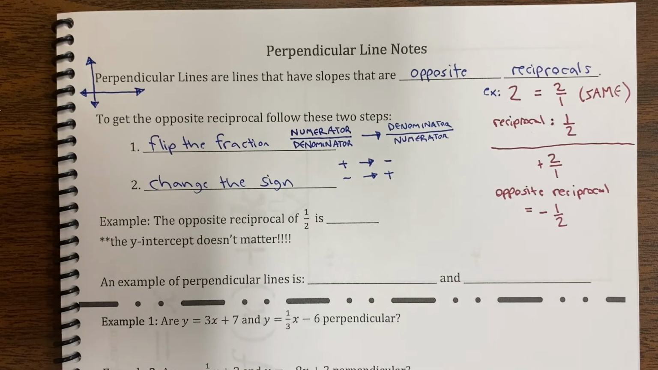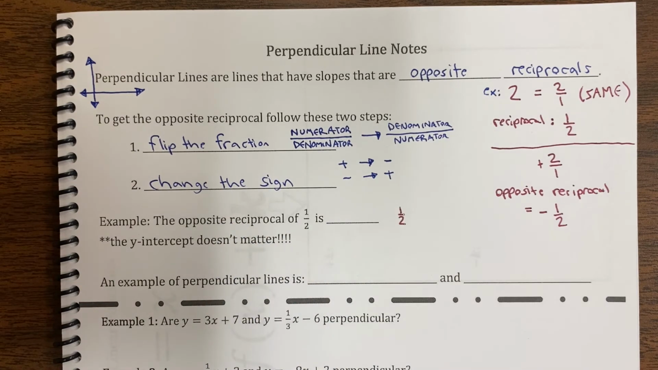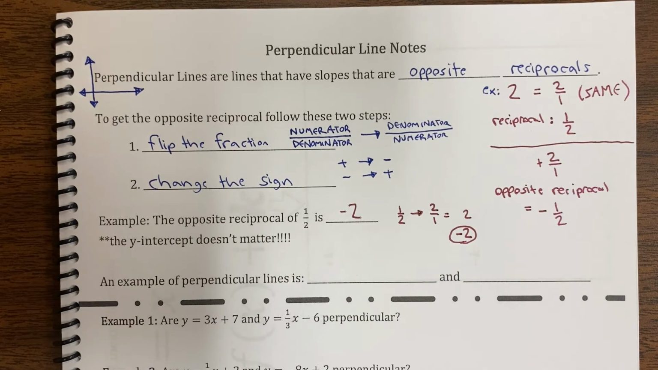For example, the opposite reciprocal of 1/2 is, let's flip the fraction. 1/2 will become 2 over 1, which is the same thing as 2. And then we're going to change the sign. So this is a positive, it's now going to be a negative. So the opposite reciprocal of 1/2 is -2. In these instances, the y-intercept doesn't matter. They could be the same or different.